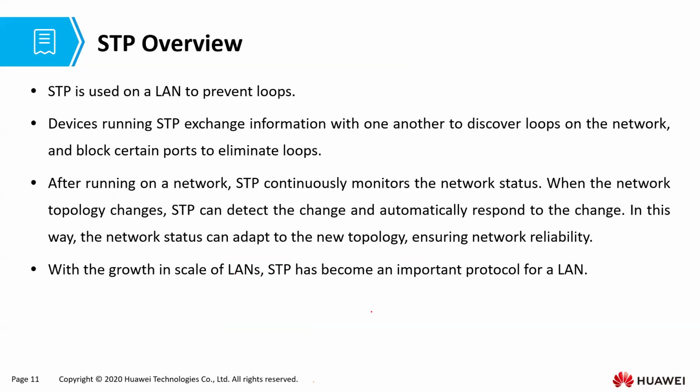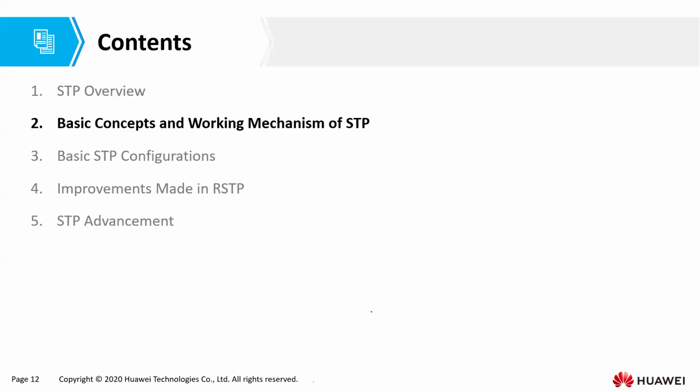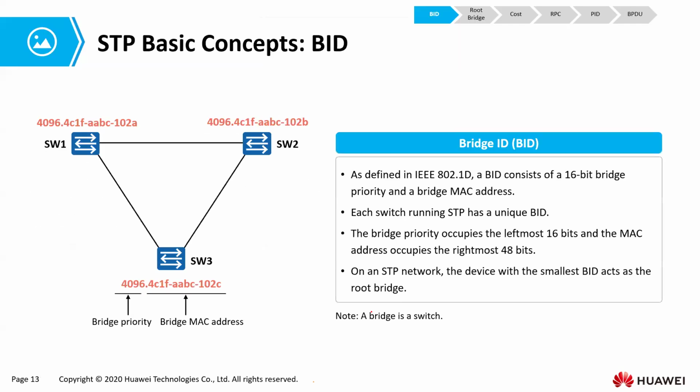STP overview. STP is used to prevent loops. We've gone through this. Devices running STP exchange information; we'll talk about BPDUs. After running, STP continuously monitors the network. When the topology changes, STP changes as well. Blocked links become active. With the growth and scale of networks, STP is very important. That's our overview.